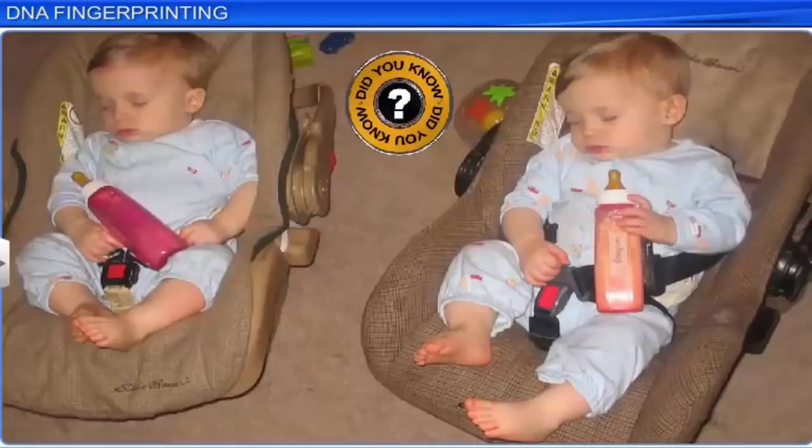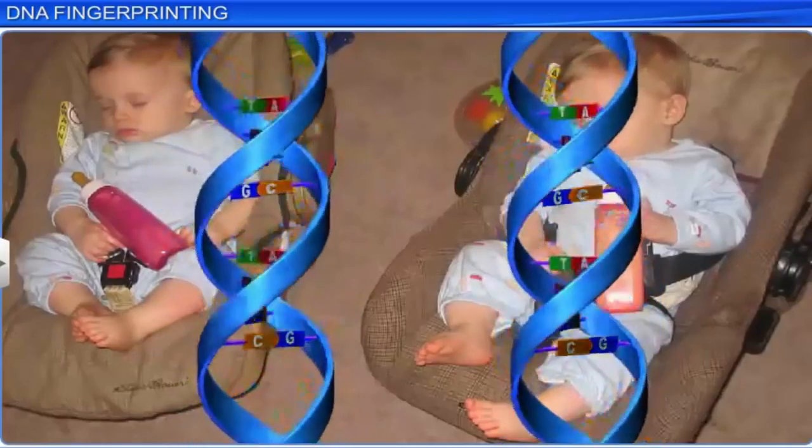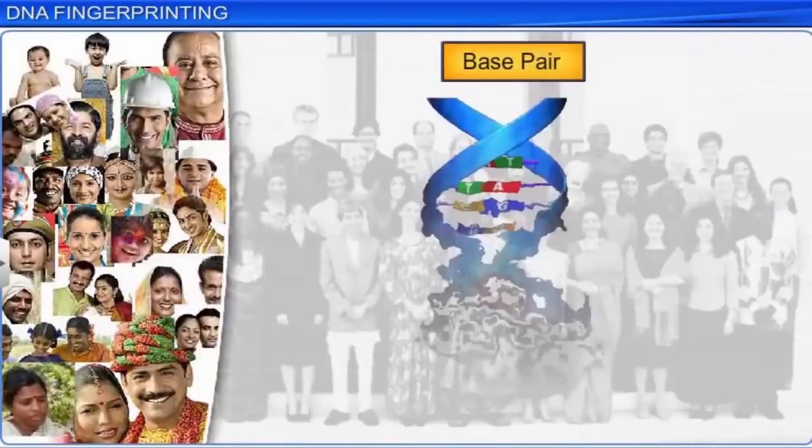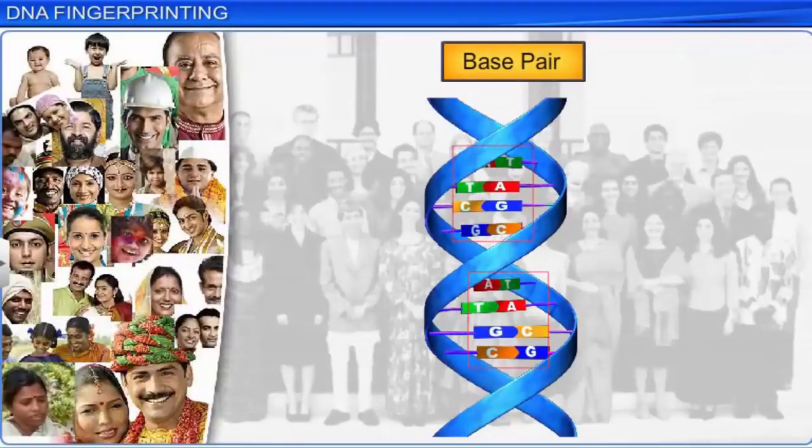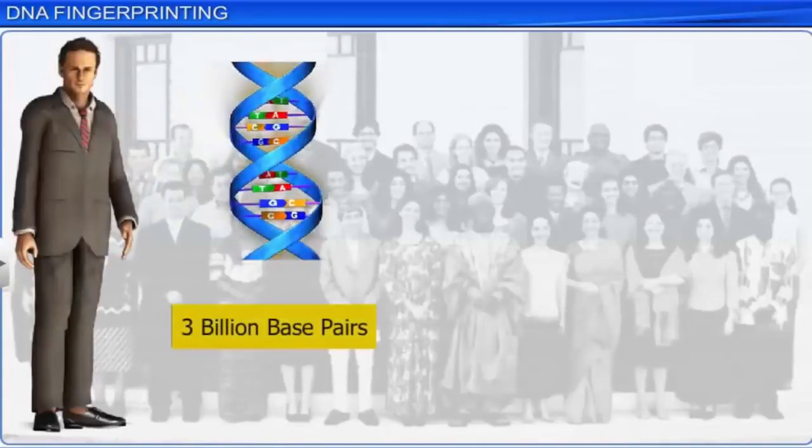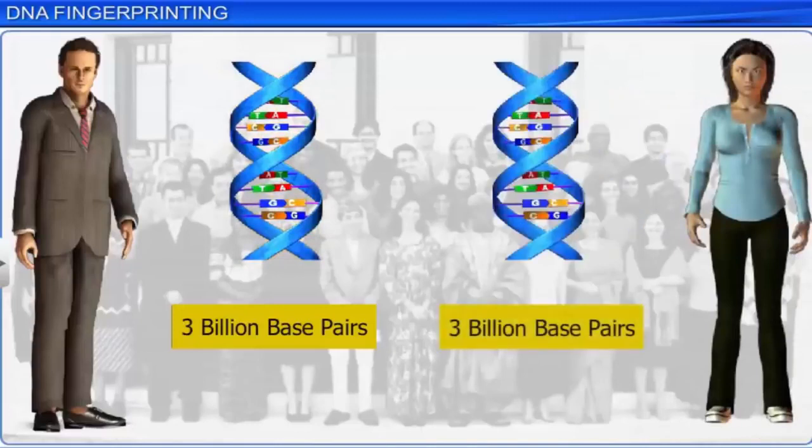Did you know that except for identical twins, it is very unlikely for two individuals to have the same DNA pattern? It is the small difference in base pair sequences of DNA that makes the phenotypic appearance of each individual unique. The human genome has about 3 billion base pairs. Therefore, it would be a time-consuming and expensive task to find out the genetic difference between two individuals, as it would require comparing two sets of 3 billion base pairs.